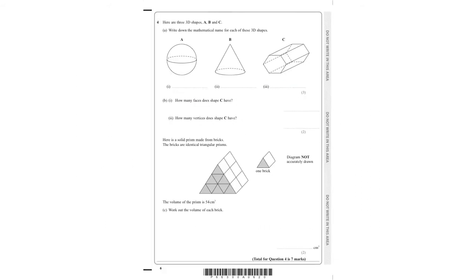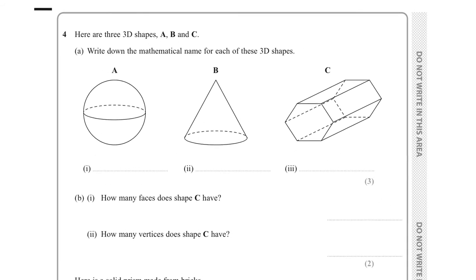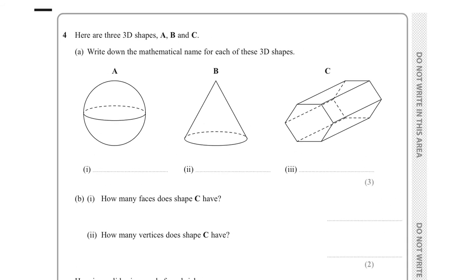Question 4. Oh, I love these questions. So, here are 3 3D shapes, A, B and C. Write down the mathematical name for each of these 3D shapes. Now, the first one looks like a ball. However, it's not a ball, it's called a sphere. S-P-H-E-R-E, sphere. The next one, part B, is a cone. If you think about it, it's an upside down ice cream cone. Yeah. And then the last one is called a prism.